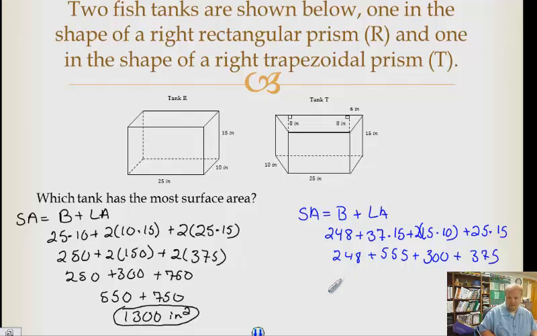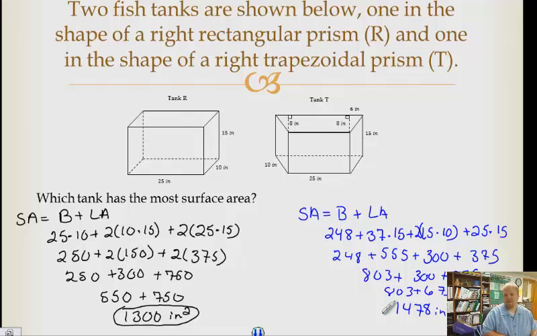248 plus 555 is 803 plus 300 plus 375. I'm going to add those together to make it easier on us. It's going to be 675 plus 803. I add that together, I'm going to get 1478 inches squared.